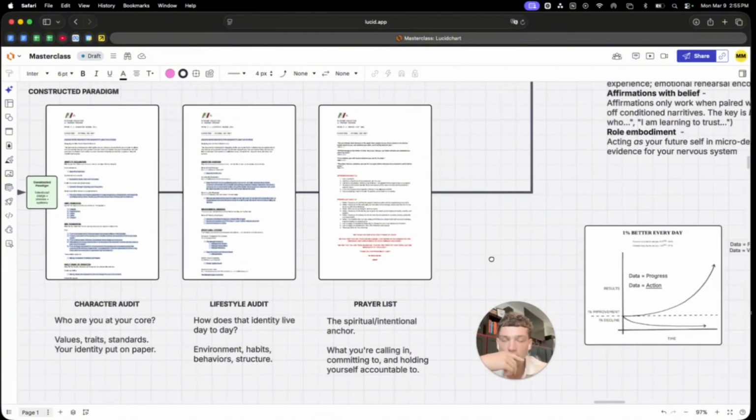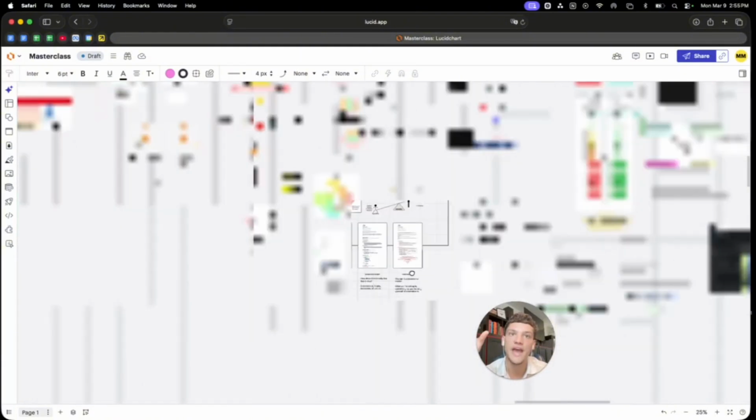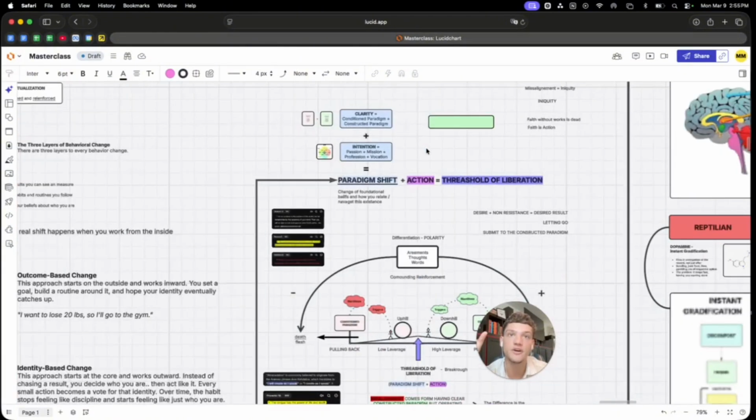And it's interesting because until you understand identity alignment processes, you will only understand it when you go through it. Next, we have the prayer list and the affirmations. This is basically the spiritual and intentional anchor. This is what you're calling in, what you're committing to, and holding yourself accountable to. This provides a spiritual anchor to who it is that you're becoming, to reinforce this person with the proper identity. And from there, we have a strongly developed conditioned paradigm.